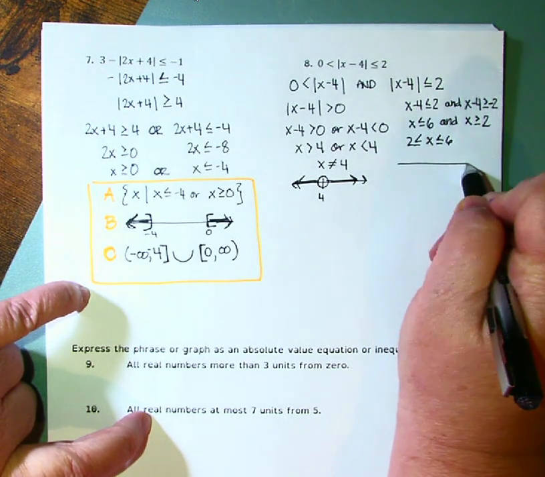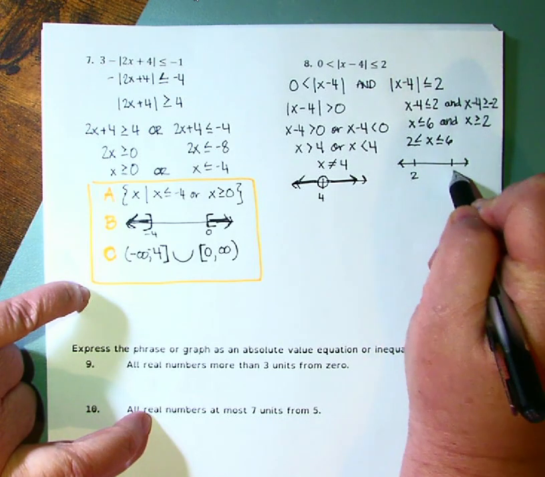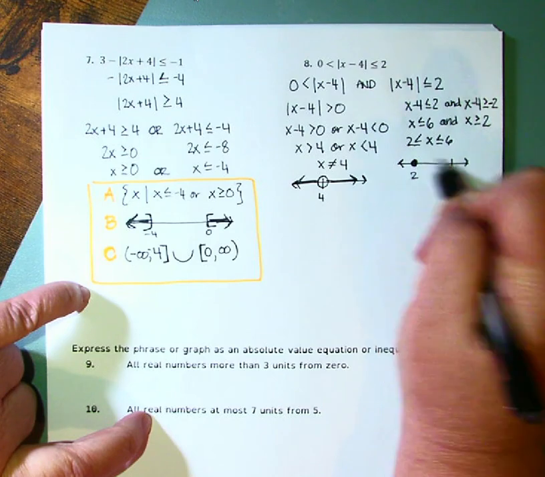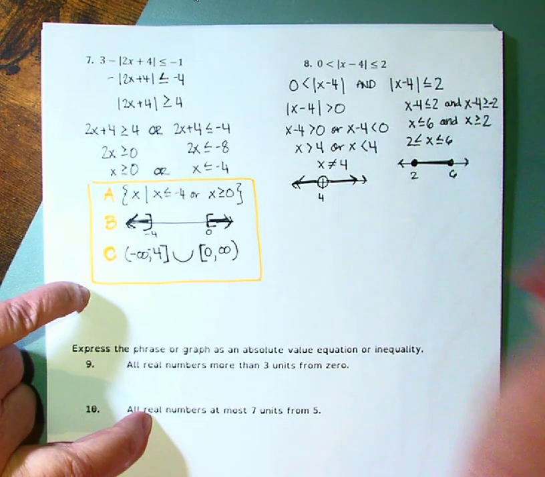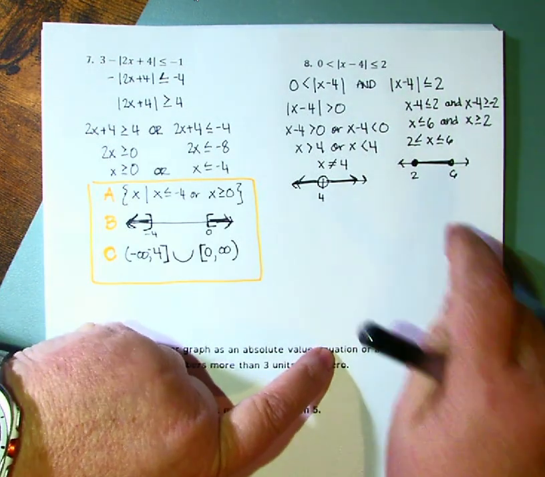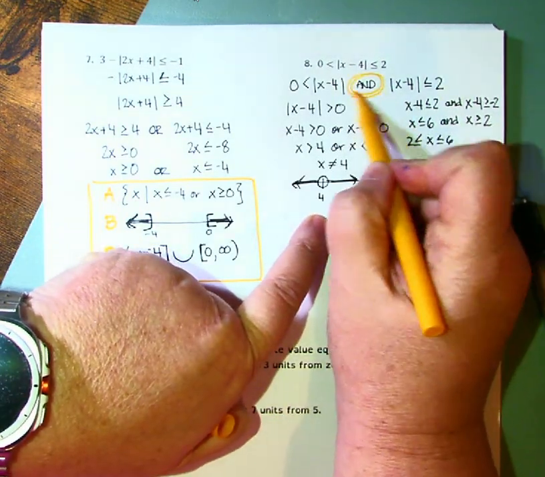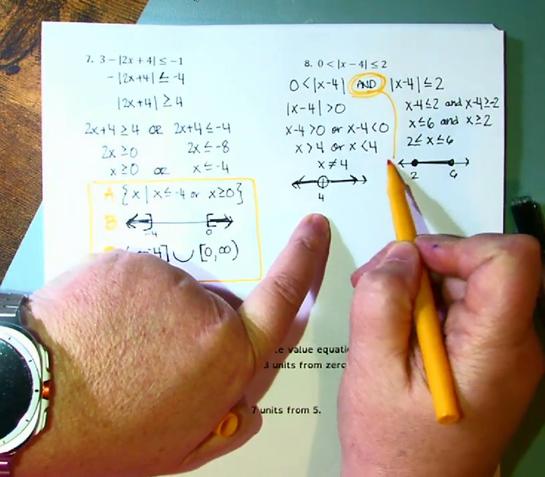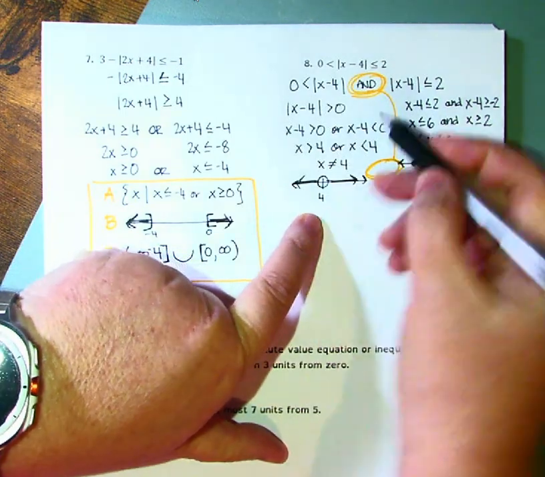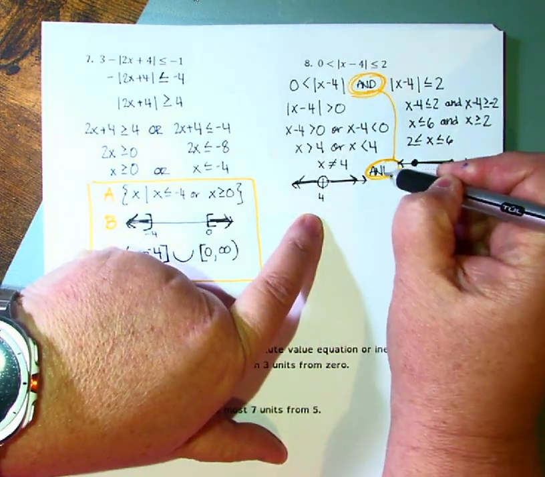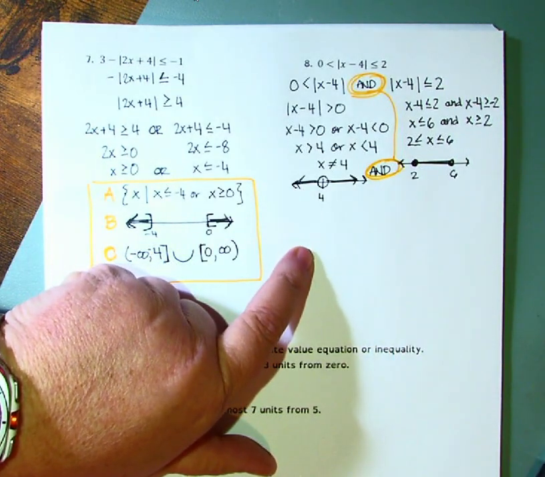Now on a number line, this is going to look like from 2 to 6. It's going to be a closed circle, and everything in between. The complicating factor is we have a big old "and." So both of these have to be true. It has to be true that x cannot be 4, and it also has to be true that x is squeezed between 2 and 6.